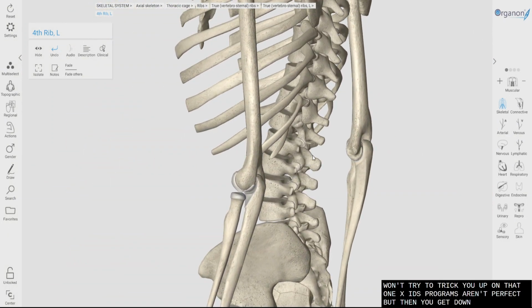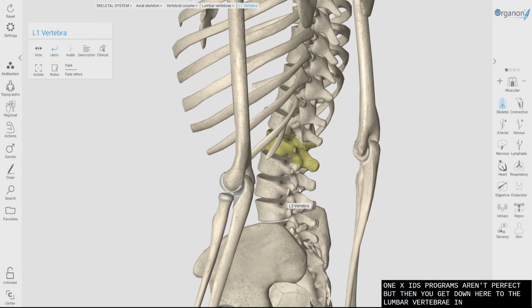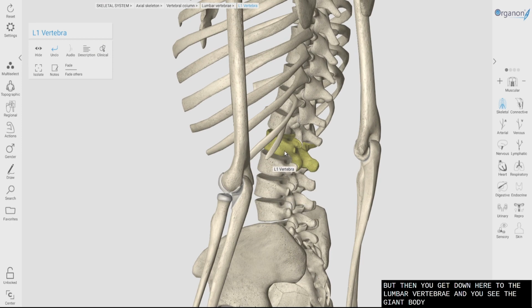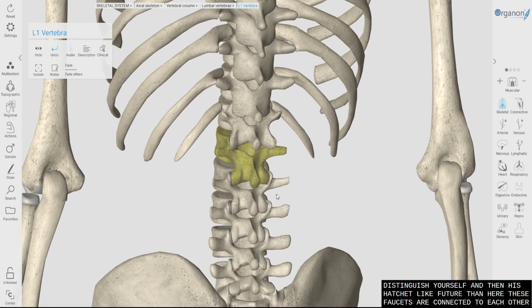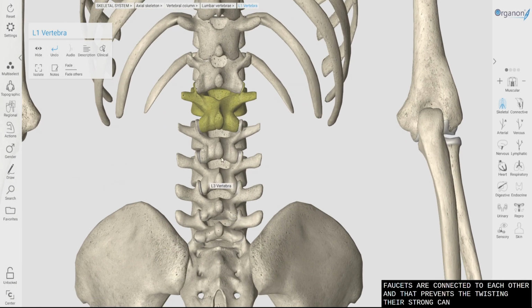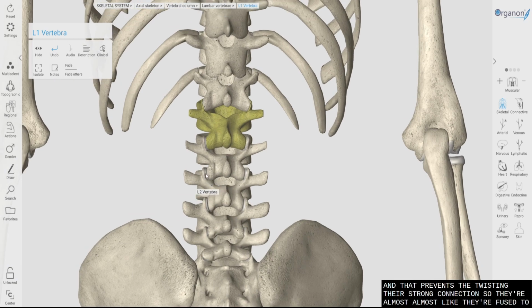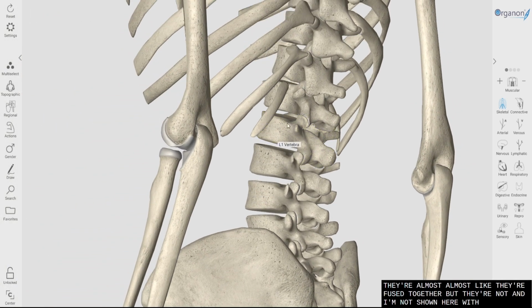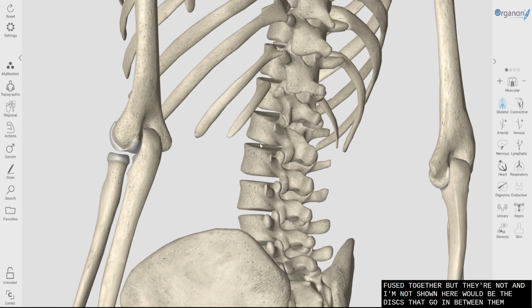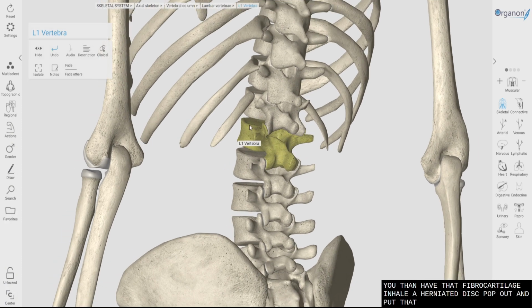But then you get down here to the lumbar vertebrae and you see this giant body. So that's one way you want to distinguish them. And then this hatchet-like feature. Then here these facets are connected to each other, and that prevents the twisting. They're strong connections. So they're almost like they're fused together, but they're not. And then not shown here would be the discs that go in between them, where you then have that fibrocartilage, and how a herniated disc can pop out and poke that region and be very painful.